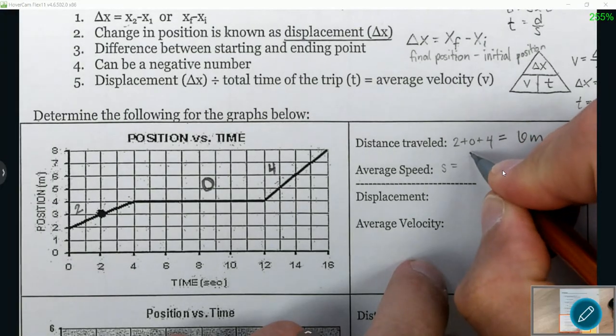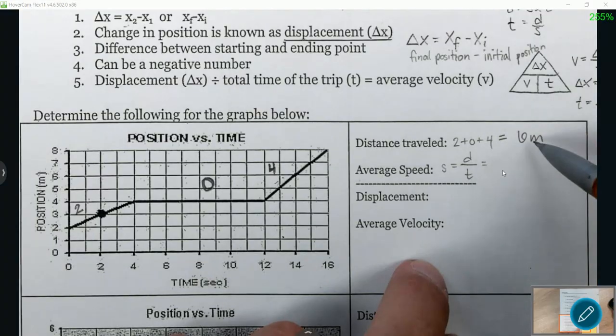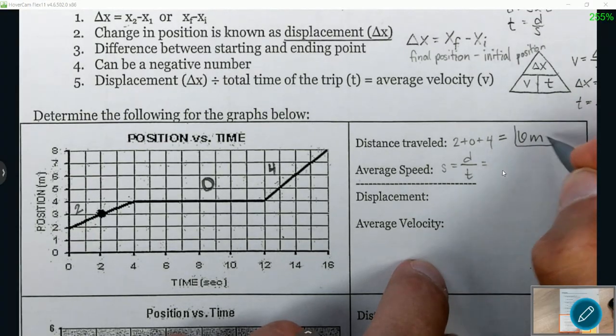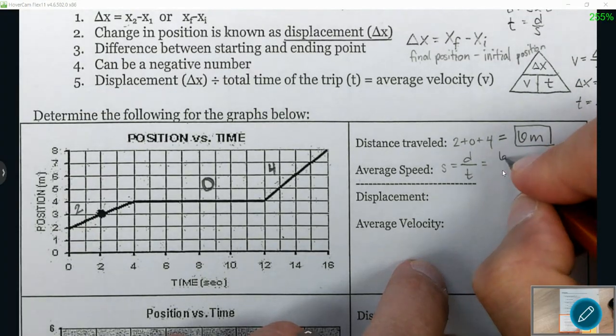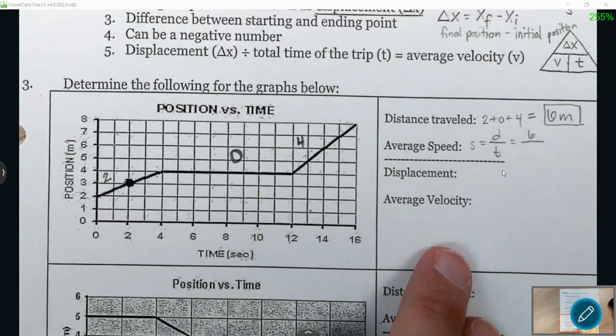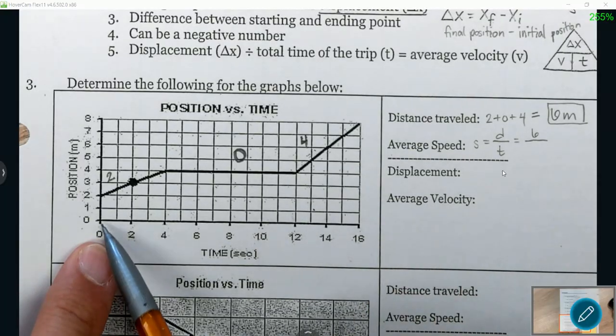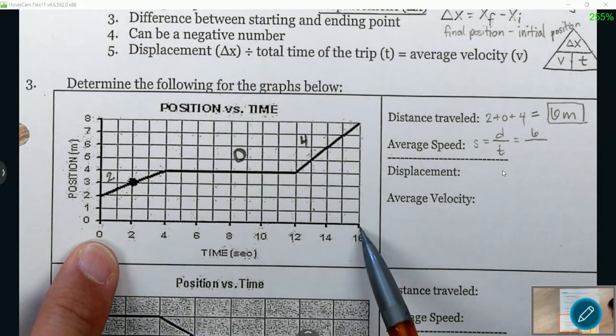That's your distance. Now, your average speed is the total distance traveled divided by the total time. So speed is equal to distance divided by time. Your distance traveled, we just calculated that to be 6. And how long were we moving for? So where do I find that? Go to the x-axis. We went from 0 to how much time?